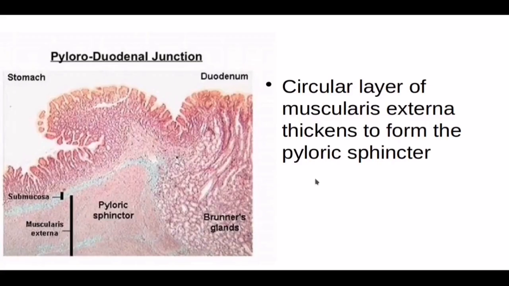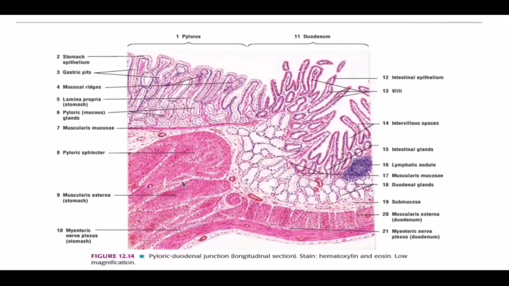Okay, and then for the pyloroduodenal junction, this one here, we have the circular layer of the muscularis externa thickening to form the pyloric sphincter. Here you see this thickening of the inner layer to form our pyloric sphincter. Again, this pyloric sphincter is made by the inner circular layer of the muscularis externa and is visible here. Note that the longitudinal layer takes no part in forming this pyloric sphincter.